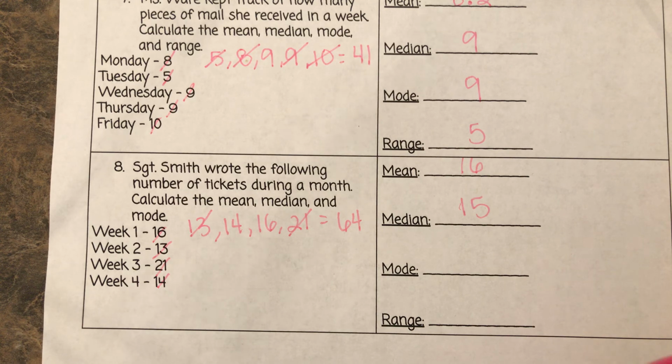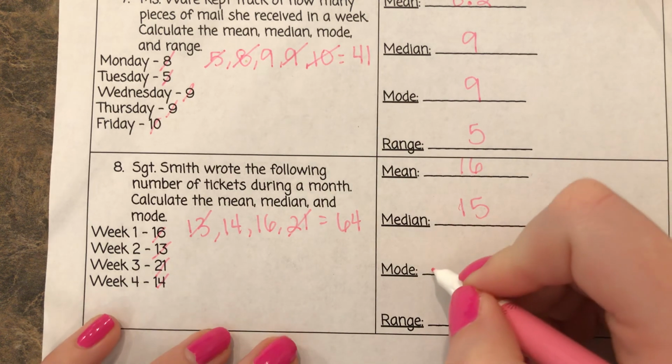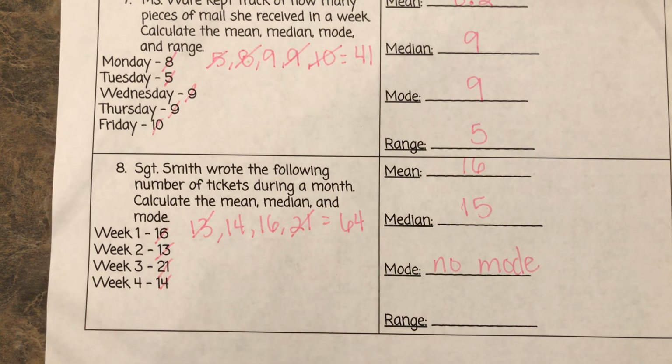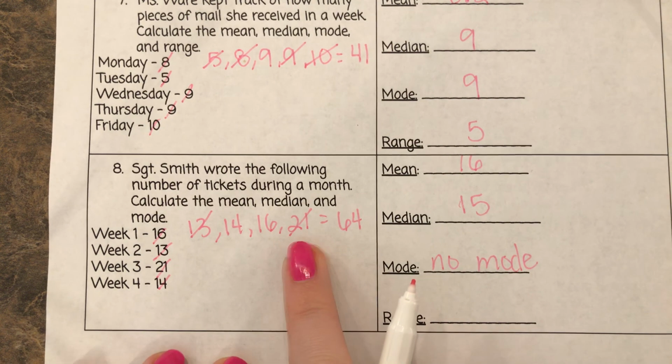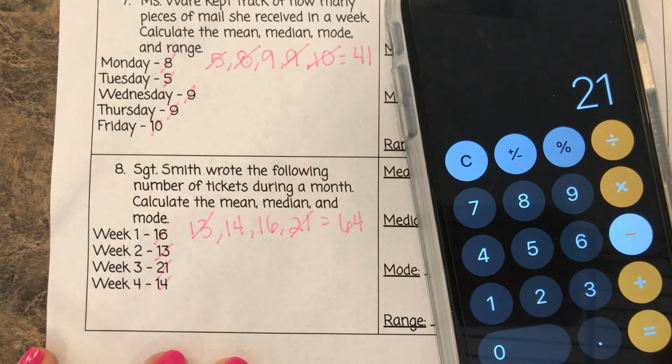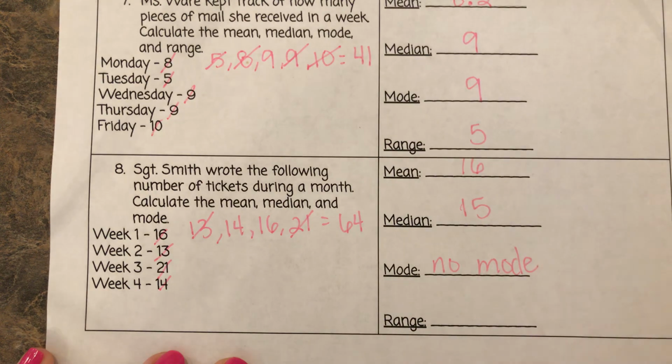All right, mode. We don't have a number that repeats itself this time, so again, we're going to write no mode. And last question, the range. So our biggest number was 21, and our smallest number was 13. That means our range is 8.